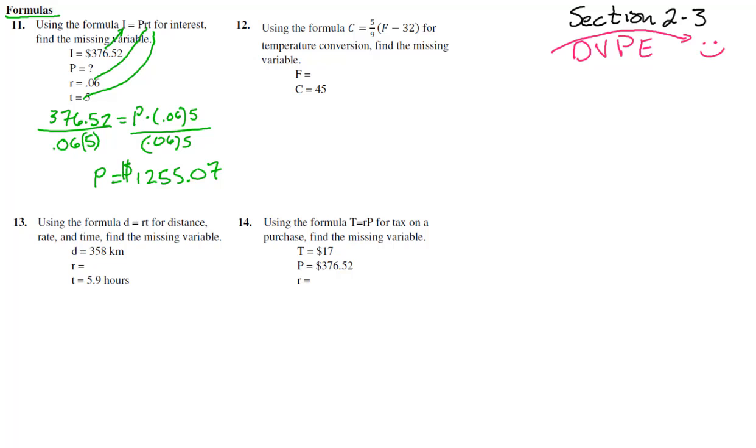All right, number 12. It says using this formula, look, we have the formula for temperature conversion, find the missing variable. So this time it gives us Celsius right here, and we have to find Fahrenheit. So we have 45 equals 5/9 F minus 32. Now we can peel off from the outside, so get rid of the 5/9 by timesing by the reciprocal, 9/5, and that will cancel, times by 9/5, and we get, punch that in, and we get 81 equals F minus 32. And then add 32 to both sides, and we get F equals 113.